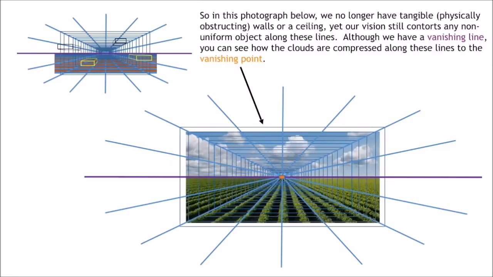So in this photograph below, we no longer have a tangible, physically obstructing wall or ceiling, yet our vision still contorts any non-uniform object along these lines. And although we have a vanishing line, you can see how the clouds are compressed along these lines to the vanishing point. Even the clouds are converging towards the orange point in the middle.